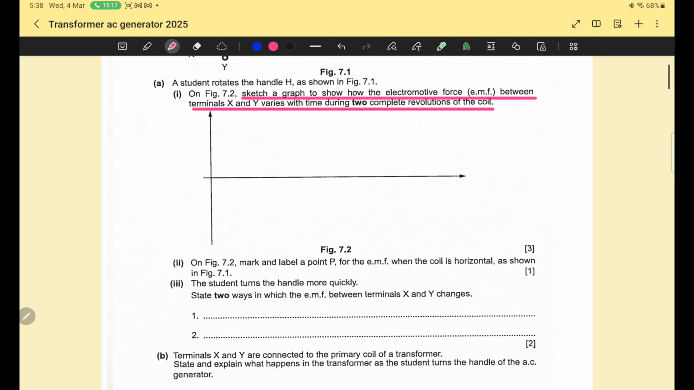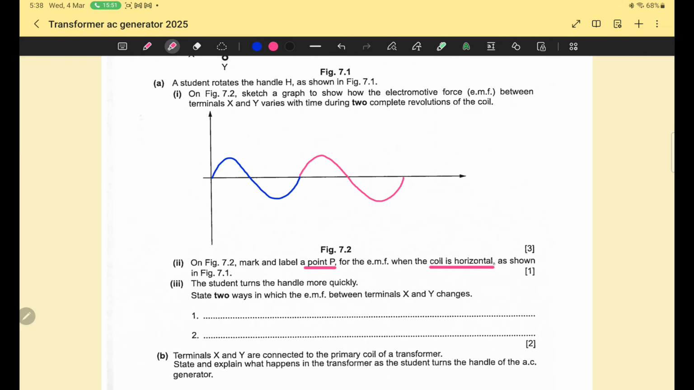So, sir, it is very, very simple. We will draw this is one cycle, and try to draw another cycle with the same time period. So these are two cycles, two complete revolutions of the coil I have drawn on the graph paper. Number two, they are asking to mark and label a point P when the coil is horizontal.